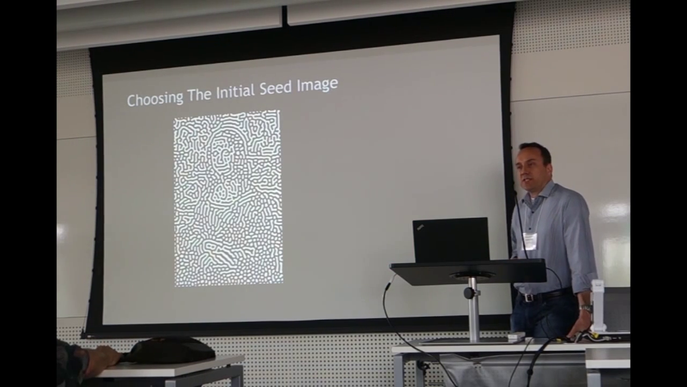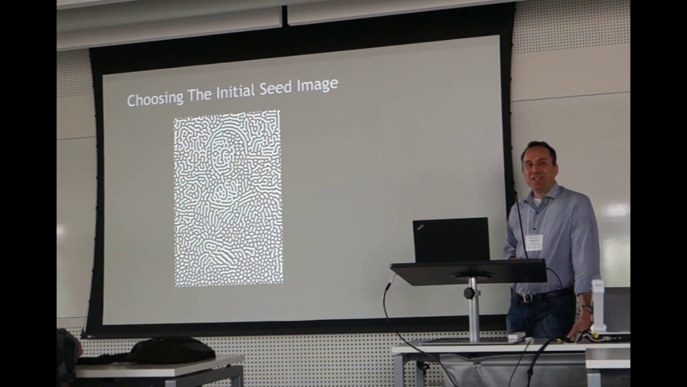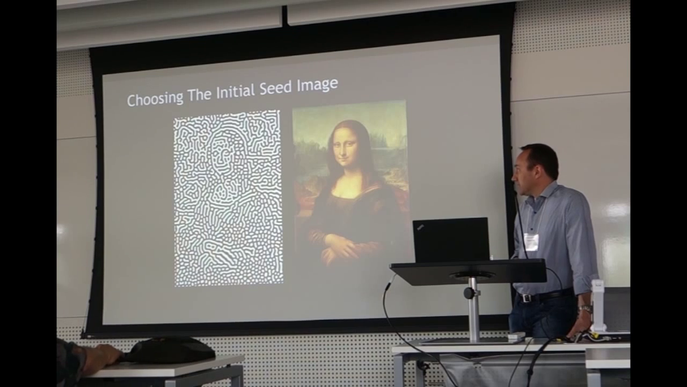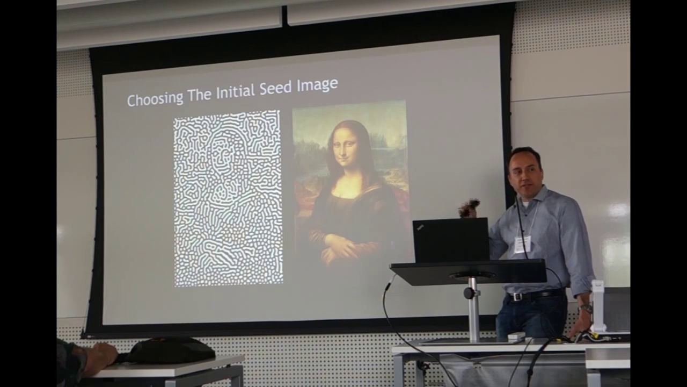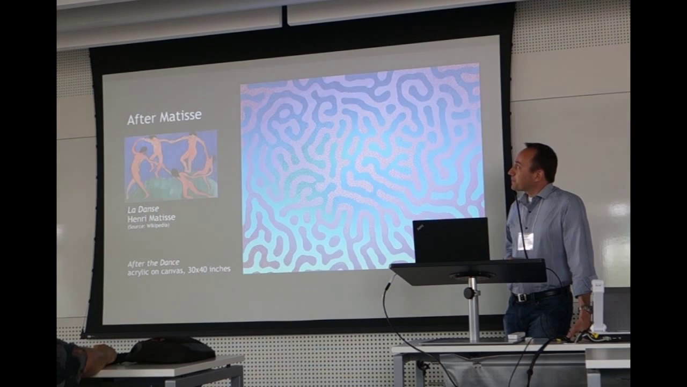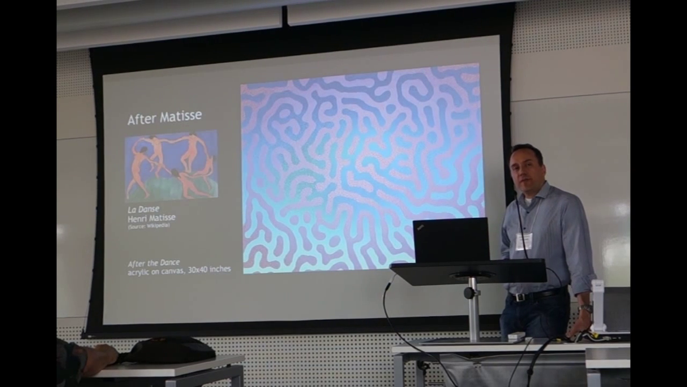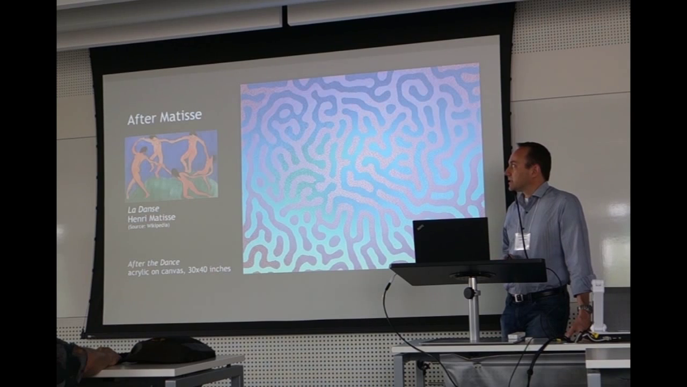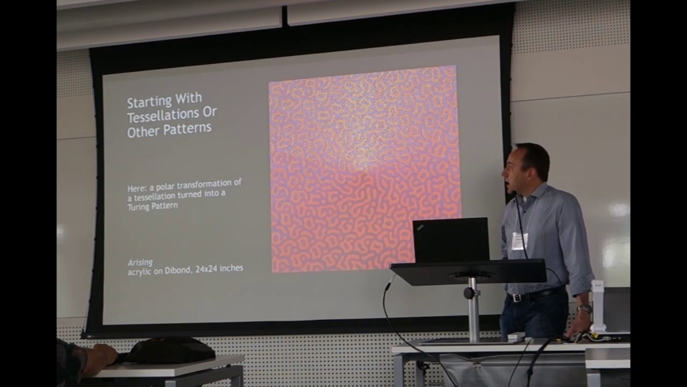For artistic purposes, choosing the initial seed is important. I guess a lot of people, since they're laughing, can tell what the initial seed was here. Interestingly, if you choose slightly different parameters, the enigmatic smile kind of fades away. I've used other famous pieces of artwork as source images for my own paintings. In this case, I started with Matisse's The Dance, ran it through this kind of process, and used similar colors from the Matisse painting for After the Dance.